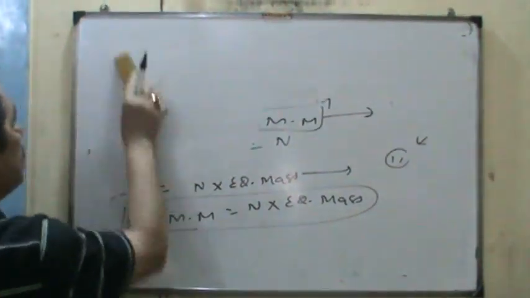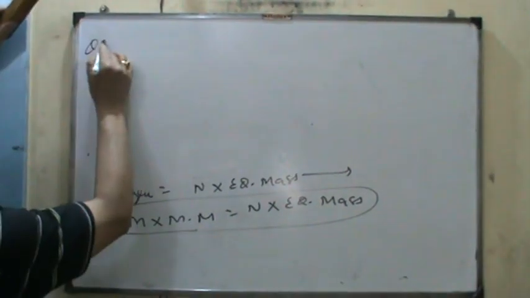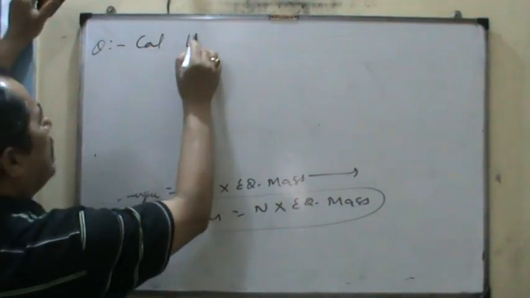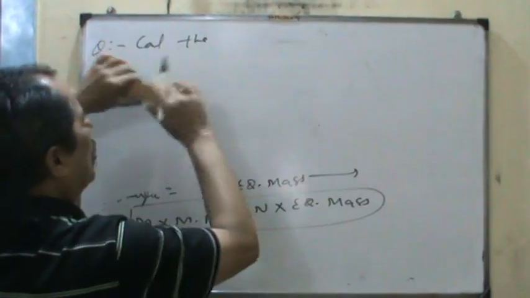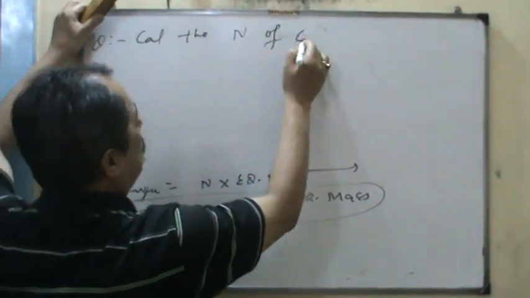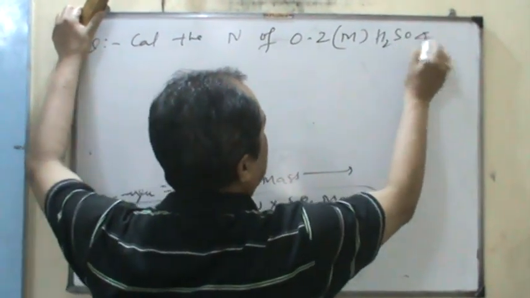My dear students, just to put a numerical: calculate the normality of 0.2 molar sulfuric acid solution.